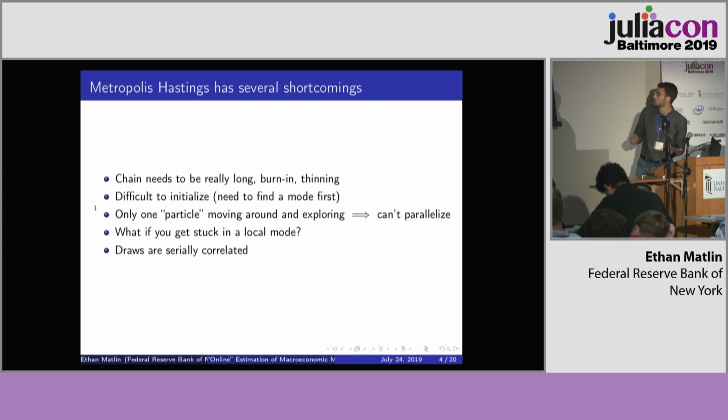And you only have one particle moving around, so you can't parallelize it. This is particularly true because it's a Markov process: where you go depends on where you're at. And then finally, what if you get stuck in a local mode? If you have some bimodal distribution that looks like this, and you're in one part of the distribution, unless your step size is huge, it's hard to bridge the gap in that low density region in the middle to get to the other side.